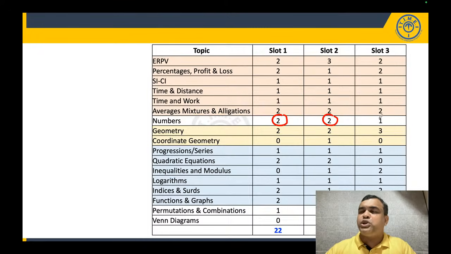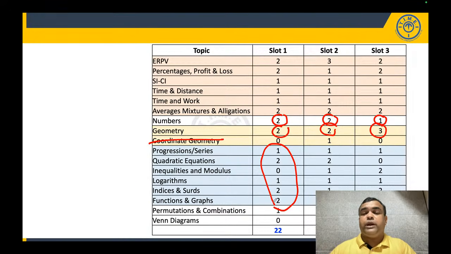I'll say okay, 2 questions only. Geometry 2 questions, 2 questions, but here it is 3 questions. Coordinate geometry is not so important. Look at the algebra portion. Algebra has some considerable weightage. How much? 5 and 3, 8. Here how much? 4 and 3, 7. Here how much? 3 and 3, 6 and 1, 7 questions around in algebra. And in permutation combination, just 1 question is asked.